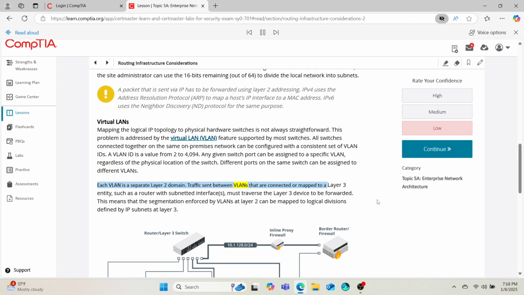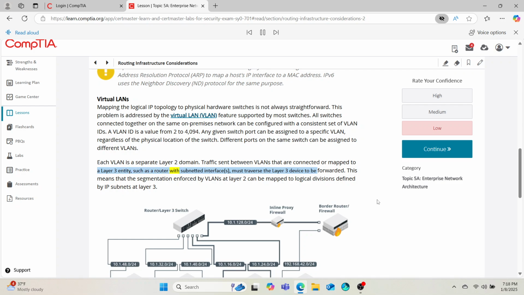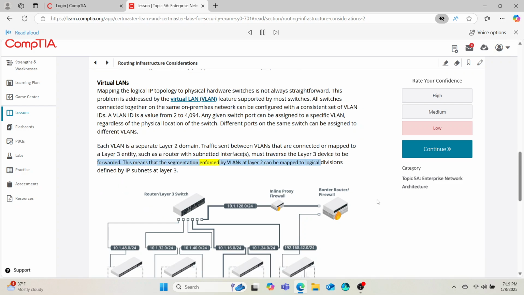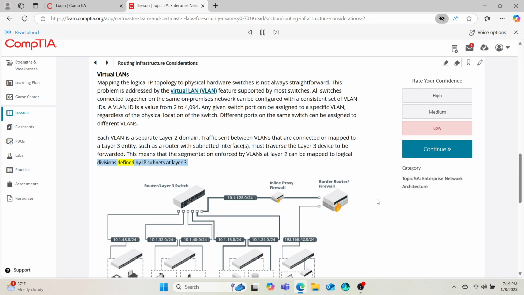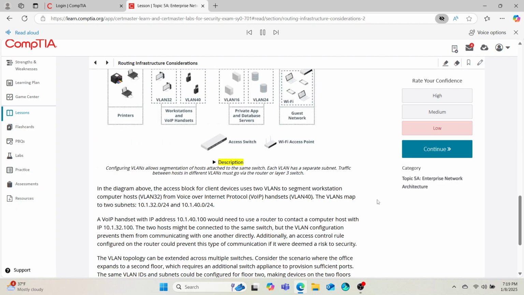Traffic sent between VLANs that are connected or mapped to a layer 3 entity, such as a router with subnet interfaces, must traverse the layer 3 device to be forwarded. This means that the segmentation enforced by VLANs at layer 2 can be mapped to logical divisions defined by IP subnets at layer 3.